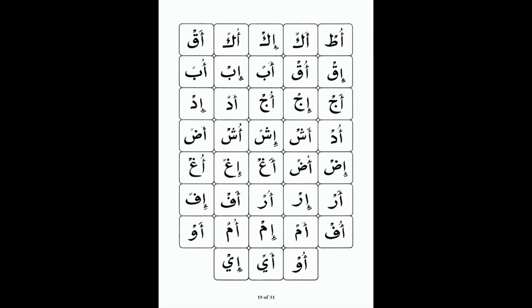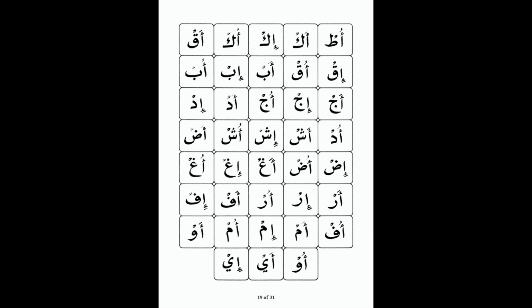Now, hamza, fatha, qaf, sukun, aqo. Hamza, kasro, qaf, sukun, iqo. Aqo, iqo. Hamza, dhamma, qaf, sukun, uqo. Aqo, iqo, uqo. Bouncing letter again.